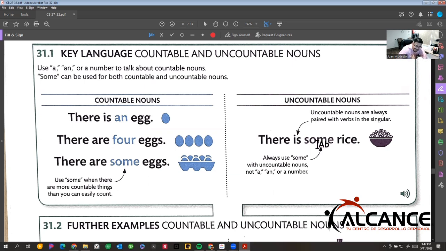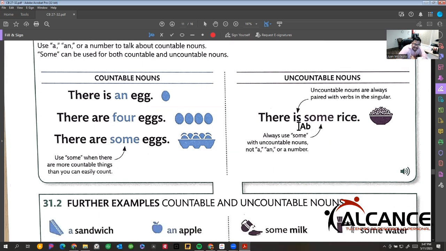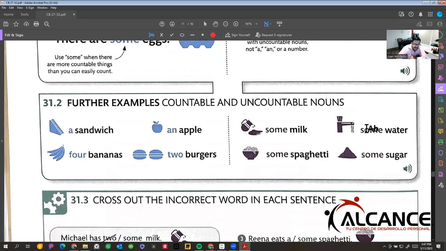Pero la diferencia, the difference is that you use is. Is some for uncountable items. There is some rice. No es there are some rice. No, there is some rice. Got it? There is a sandwich, an apple, 4 bananas, 2 burgers, some milk, some water, some spaghetti, some sugar.